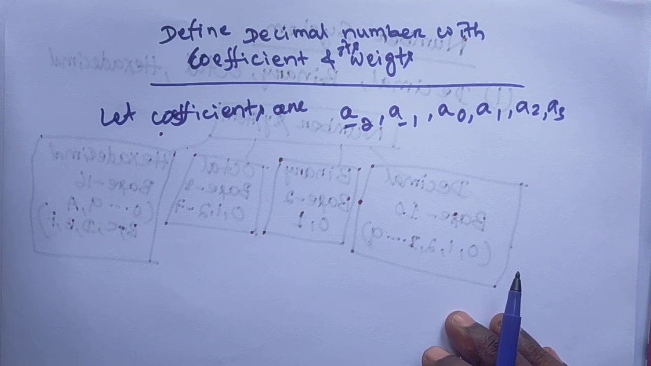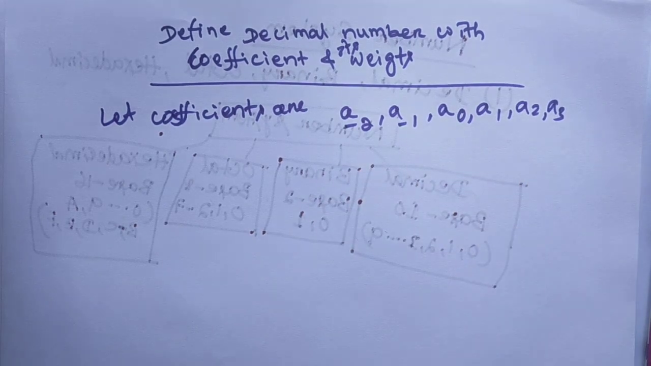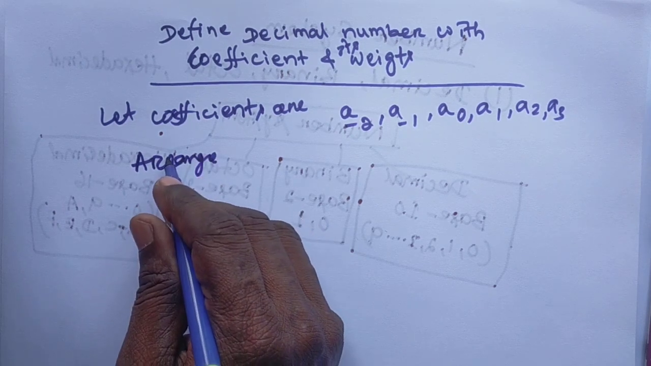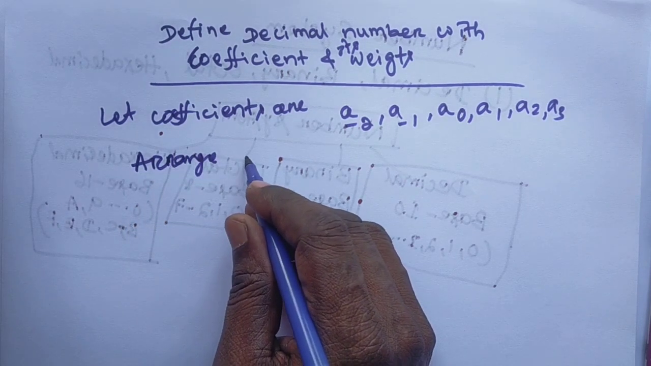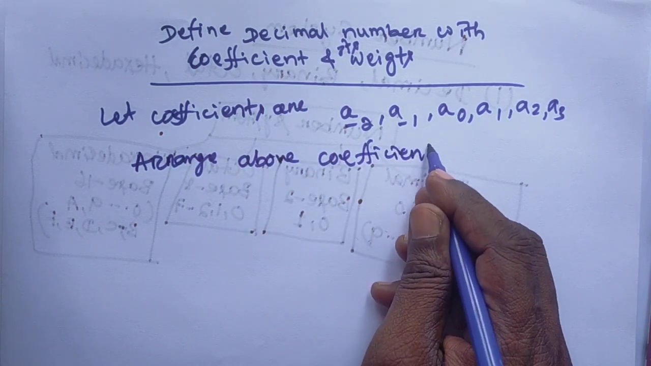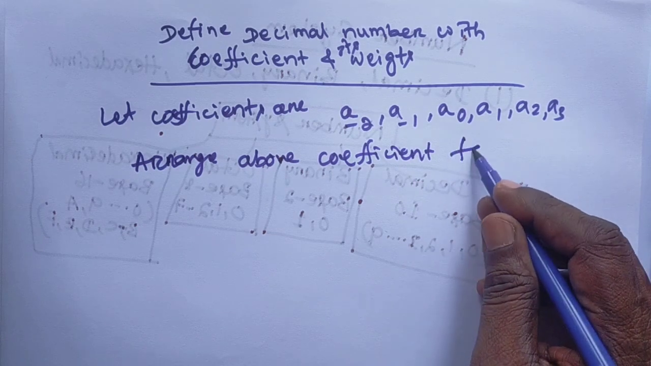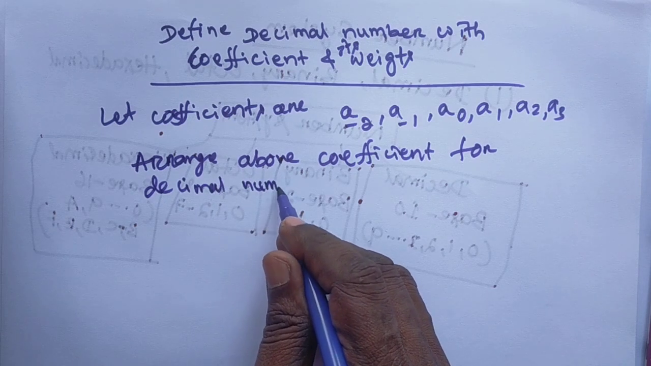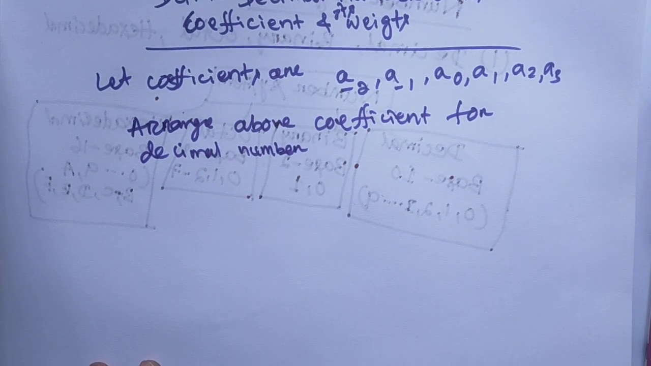How to arrange? Suppose the number of coefficients is defined in this way. For a decimal number, how will we arrange them? You see, it is a very simple way. I will arrange the above coefficients for a decimal number.